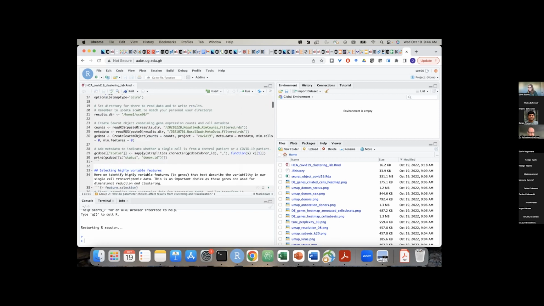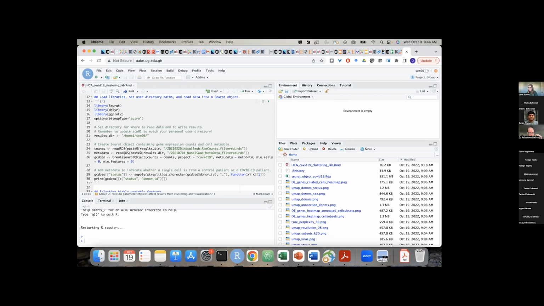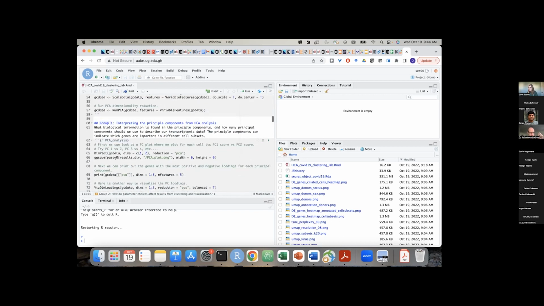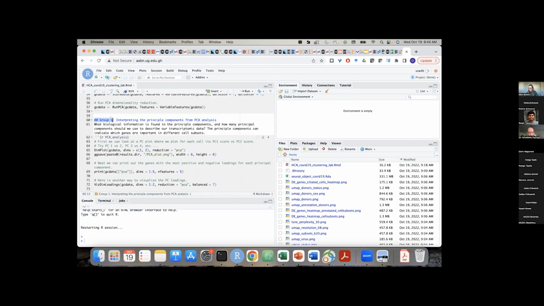So we'll all be running the main script. So this chunk, and then this chunk, and then this chunk. But then when it gets to a heading that says group 1, 2, 3, or 4, depending on which group you're in, just do the one for your group.